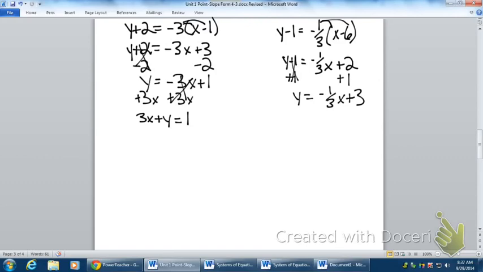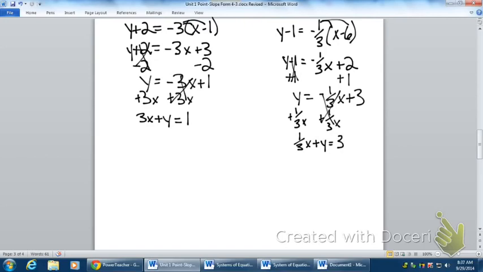What form am I in right now? Slope intercept form. Good job, Zach. Okay? Remember, x and y for standard form, get x and y on the same side. So I'm going to add the whole fraction, not just 1, not just 3. The whole fraction to both sides. Okay? So that gives me a positive 1/3 x plus y is equal to 3.